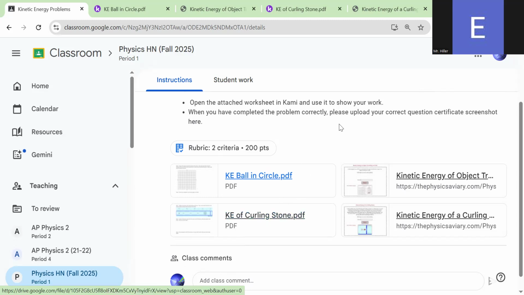Now, if you've never heard of a curling stone, you have very, very smooth ice, and you have this block of stone, and you have these people who stand in front of the stone with little brushes, and they smooth out the ice with their brushes. And somebody pushes the stone, and the object is, of course, to get the stone to hit a target and stop at a precise location down the ice. And you'll see it play out in the animation. Okay, so let's go ahead and begin with our first question: kinetic energy of a ball in a circle.